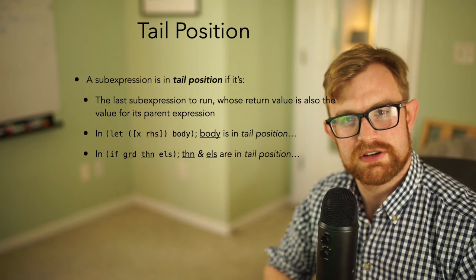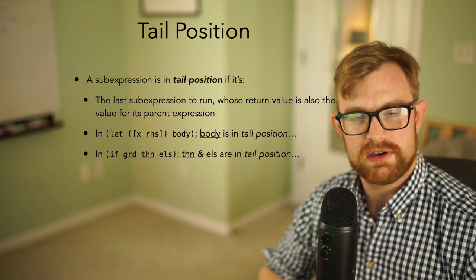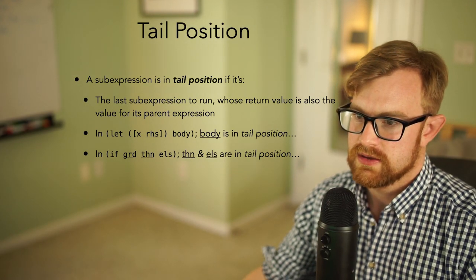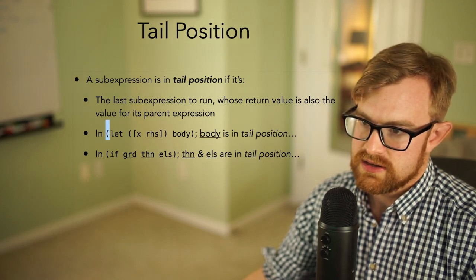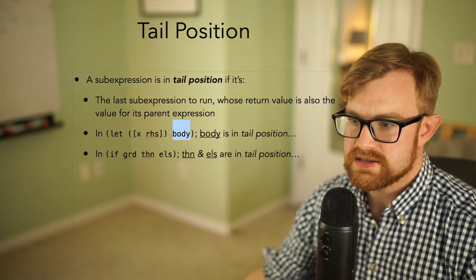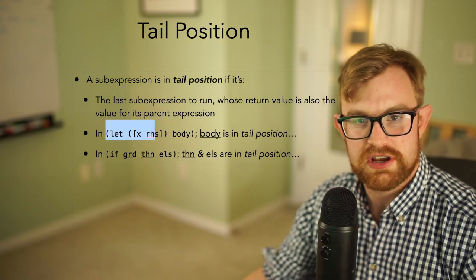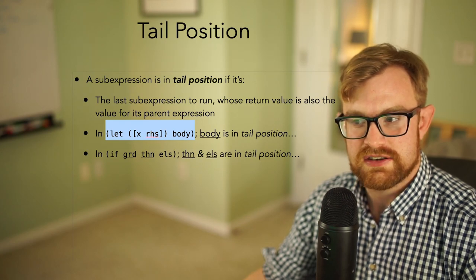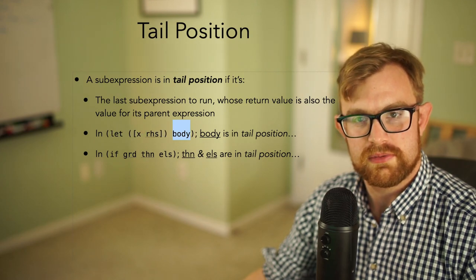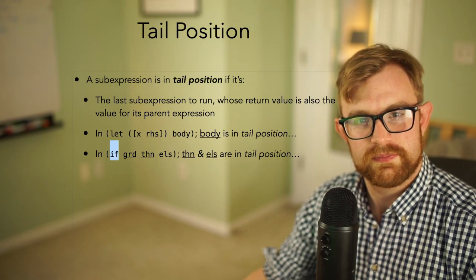Now, we say that a sub-expression is in tail position if it's the last sub-expression to run whose return value is also the return value for the parent expression. So let's see what I mean by that. In this example right here, let x be bound to right-hand side, body is in tail position. Body is in tail position because after we're done executing body, we don't have to go back and do any work to finish executing the let. And so because of that, there's no need to keep a stack frame to remember what to execute after we return from body. Now similarly, let's look at if, guard, then, and else.